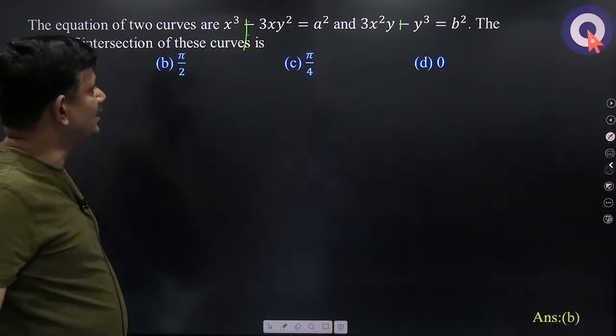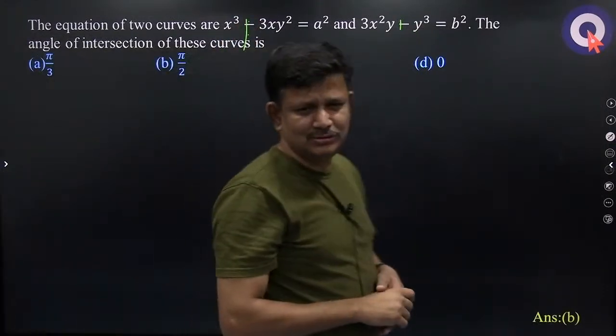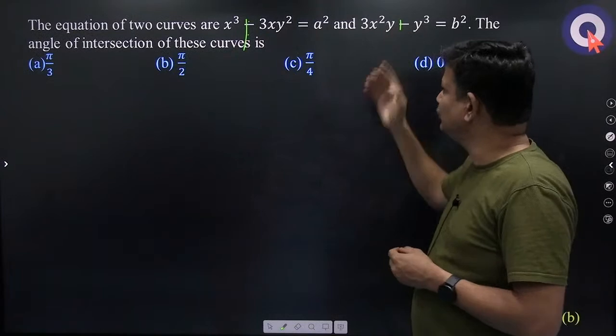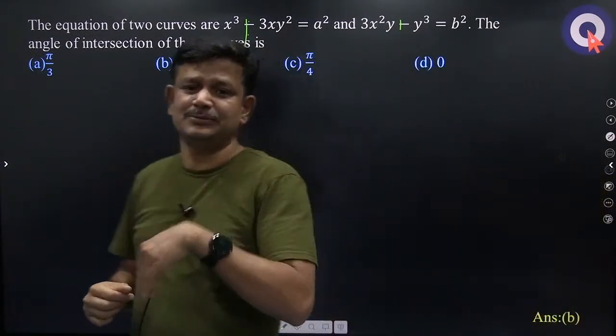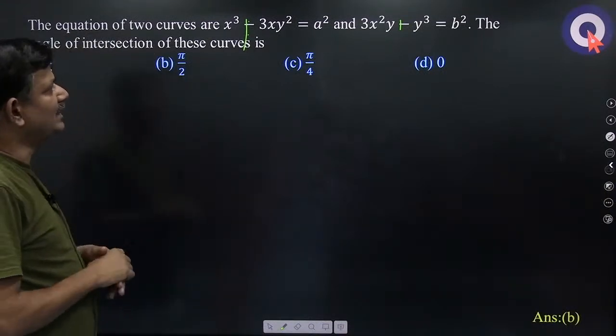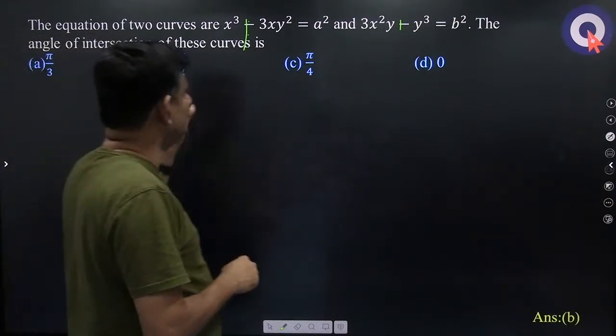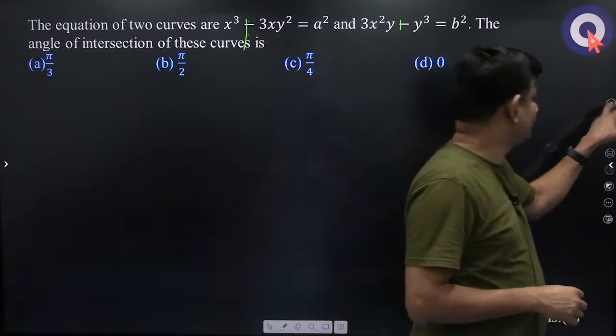Then the idea in this question is to add a plus b whole cube, add and get a plus b whole cube formula, subtract and get a minus b whole cube formula, from which you will get x plus y and x minus y values. Some typo is there in the question. Okay.